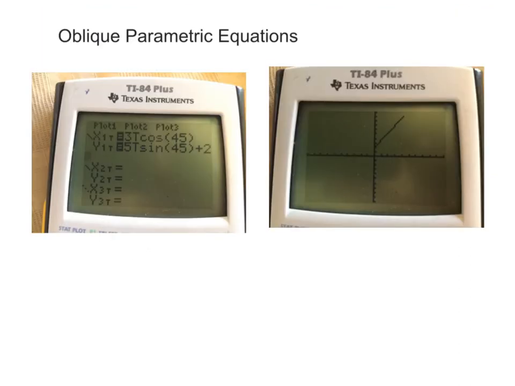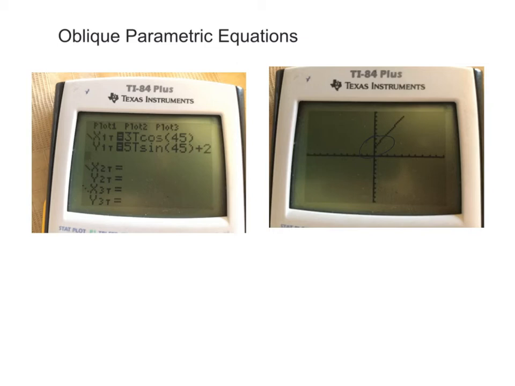Alright, so now let's graph oblique parametric equations. Take a minute, type in the equations that you see in this video, and you may pause this to do so. Now that you have those equations typed in, one thing that you'll notice is that you end up with an oblique line when you take a look at the graph. It's also a line that appears to be starting at 0, 2, down in there, and going up.